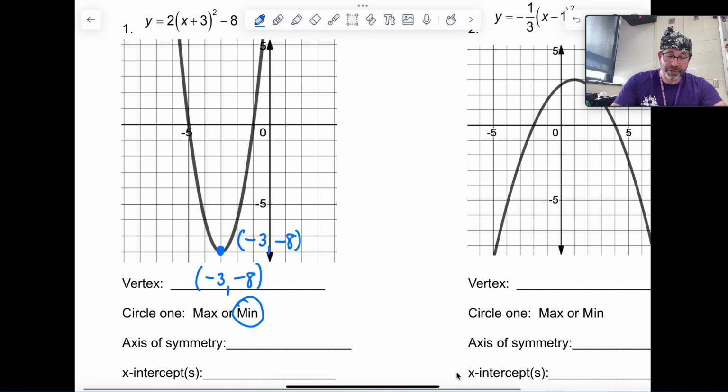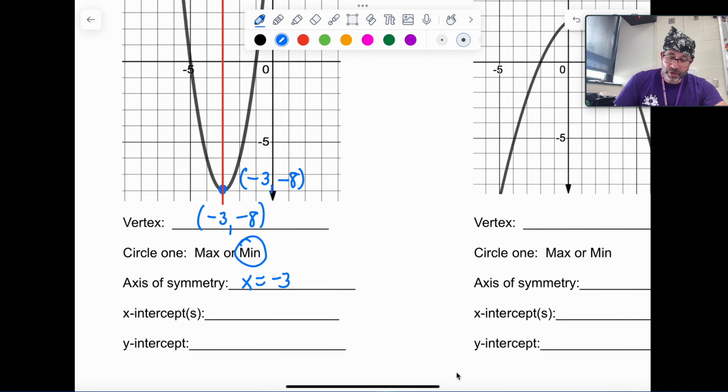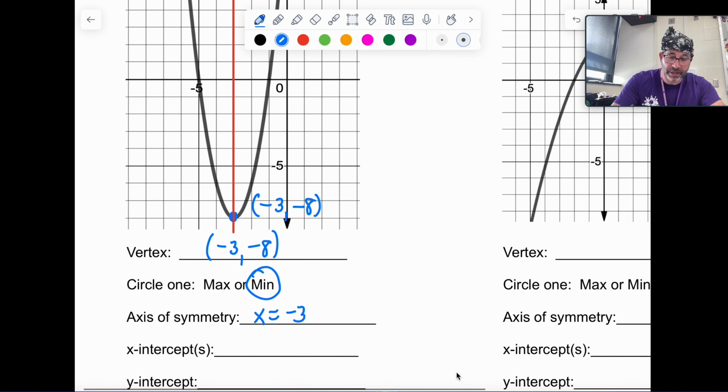We talked previously about how that axis of symmetry is going to go right down the middle. It's going to share the exact same x value that we had in the problem, which is negative 3. So let's write that down: x is equal to negative 3. Your x-intercepts are the 2 points where it hits the x-axis, and that is going to be at negative 1 and at negative 5. So that's negative 5, 0, and then negative 1, 0.